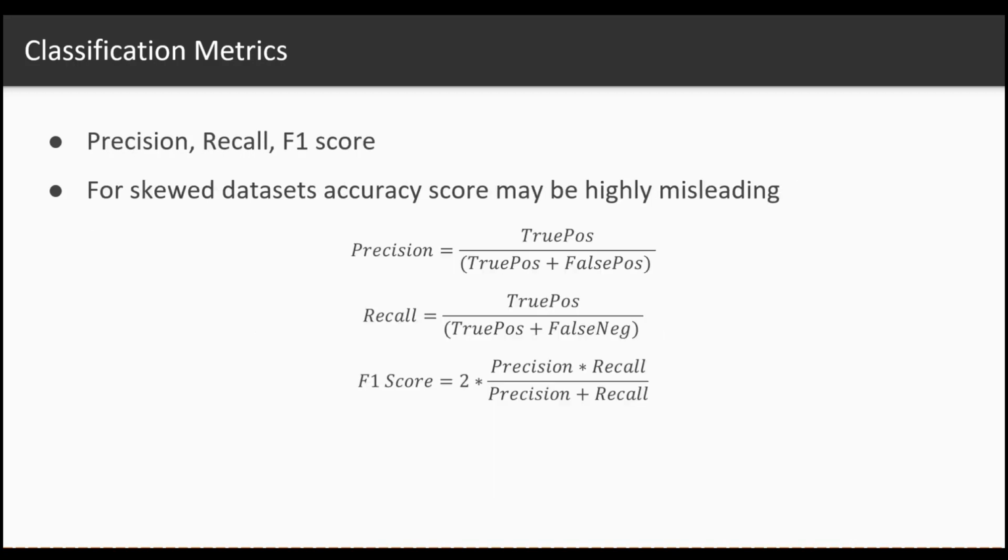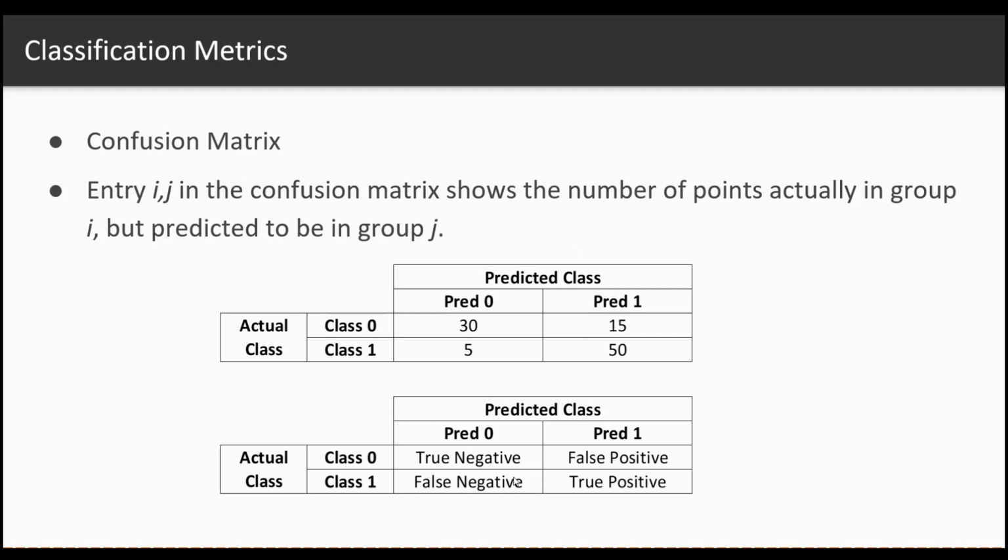So the formulas for precision and recall are being shown here. Recall is also called sensitivity. What that means is that out of the total number of positive points in your dataset, how many is the model able to find correctly? So you see it says true positive and false negative here.